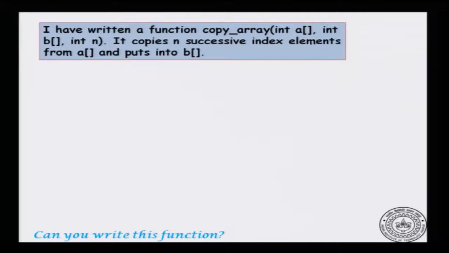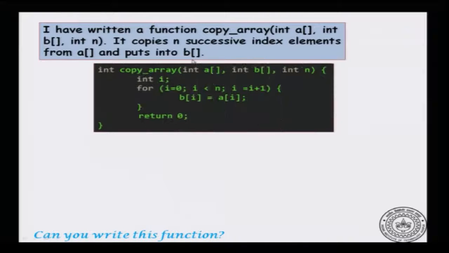Suppose I have written a function copy array which has three arguments: an integer array A, an integer array B, and n, which is the size. I want to copy n successive index elements from A and put it into B. So, A0 through An-1 have to be copied to B.